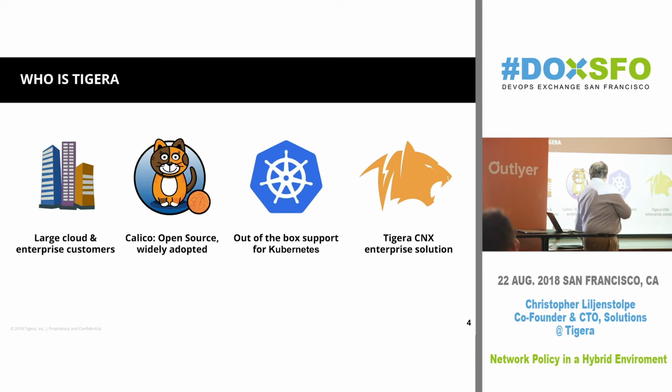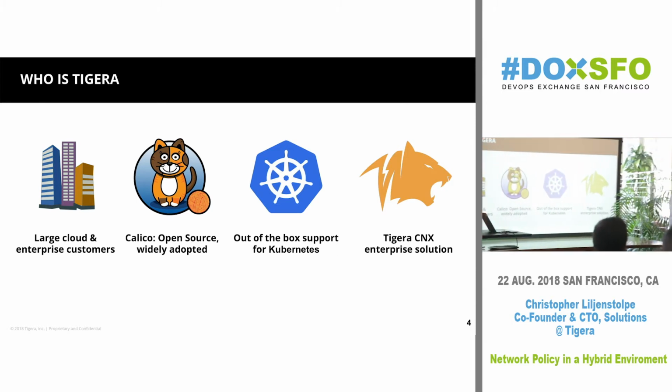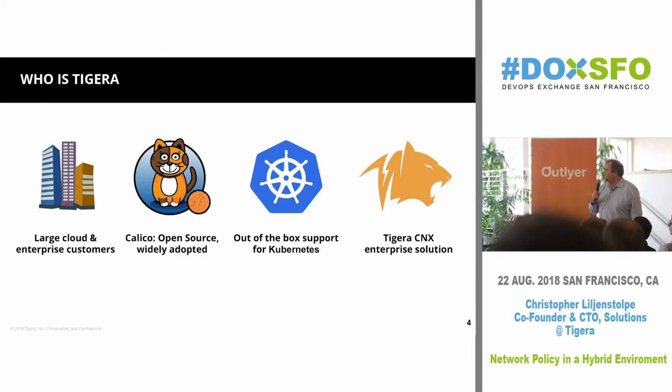Who is Tigera? I should probably get out of the way here. We're basically the home of Calico, Project Calico, the open source project. We have out-of-the-box support for Kubernetes, and then we have commercial products for large-scale enterprises.